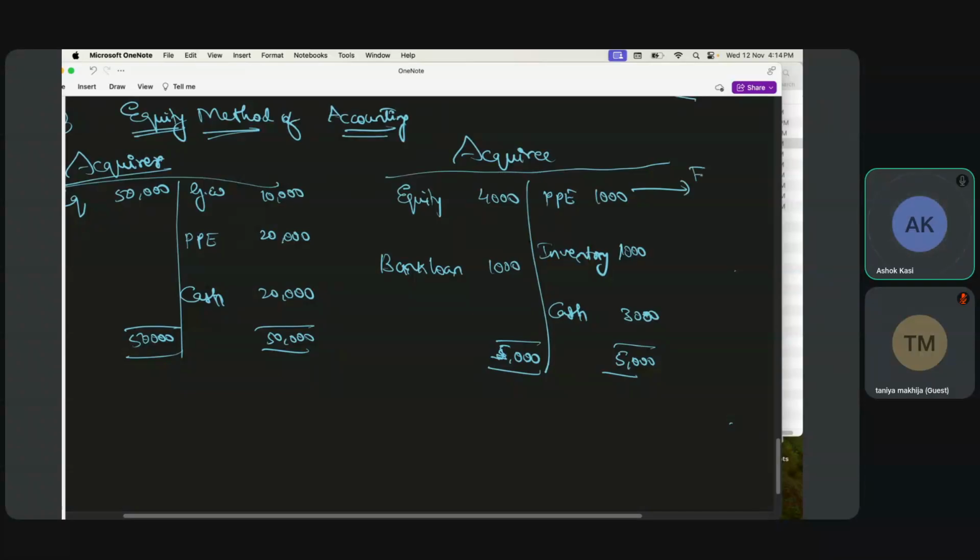The PPE book value is 10,000. Its fair value is 11,000. Depreciation is 20% per annum on book value. This acquirer is acquiring 30 percent at 10,000.